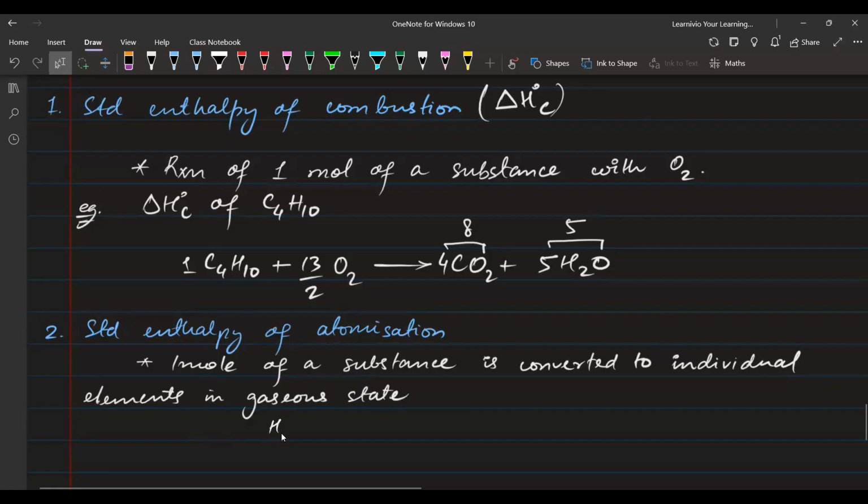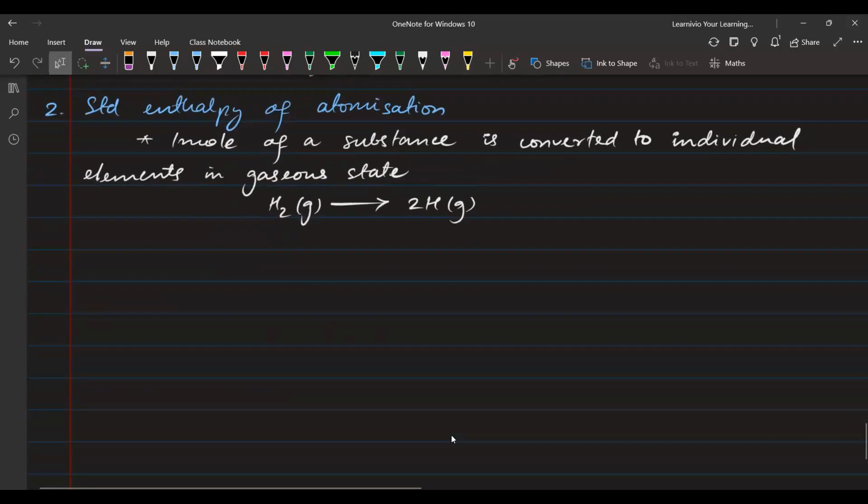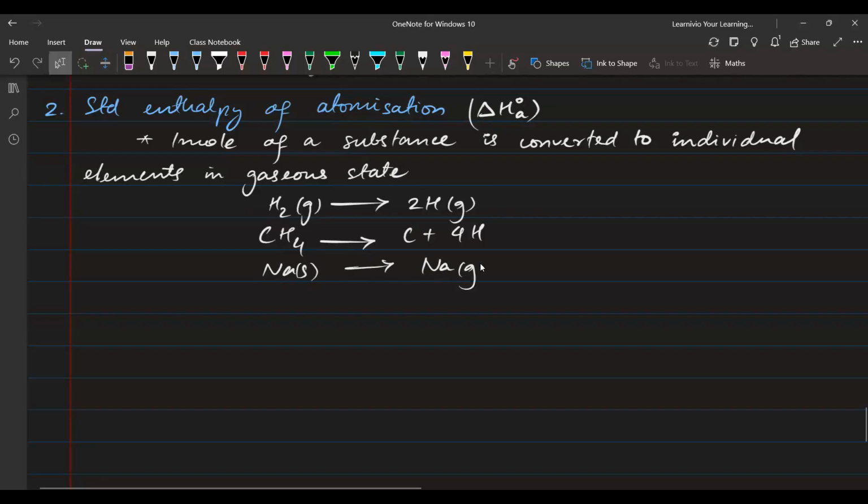For example, if you have H2 gas, then this will get converted to 2 hydrogen atoms. No matter what you have, for example, if you have CH4, then enthalpy of atomization, by the way, is denoted by delta H naught A. Then it will give you 1 carbon plus 4 hydrogen atoms. If you have sodium solid, then sodium gas, chlorine gas, say 2 chlorine atoms gas. Copy this down, raise your hand once you're done.